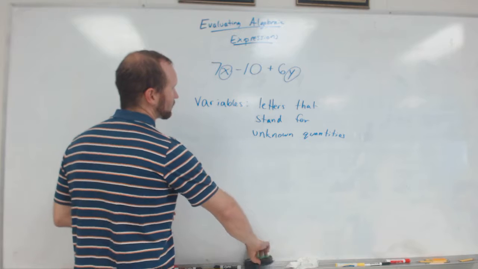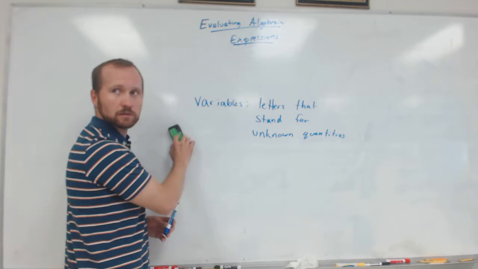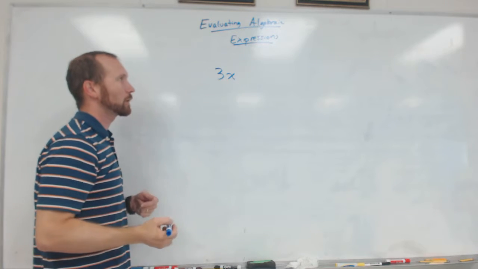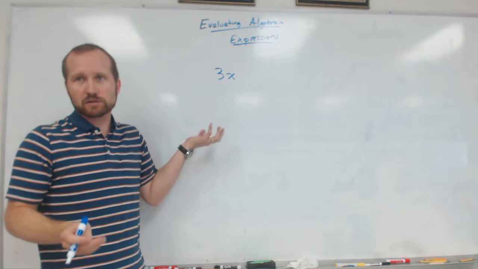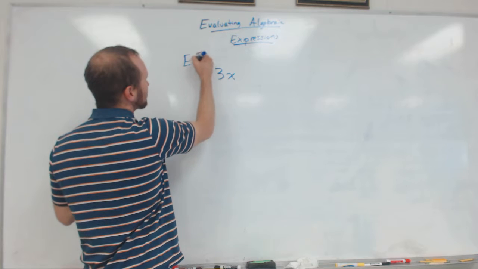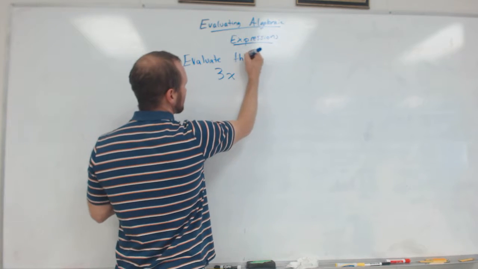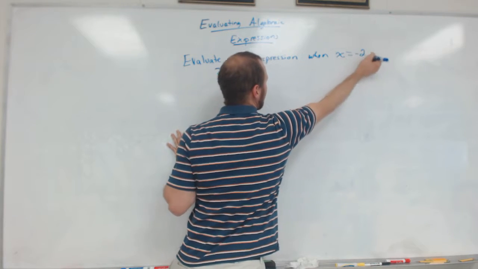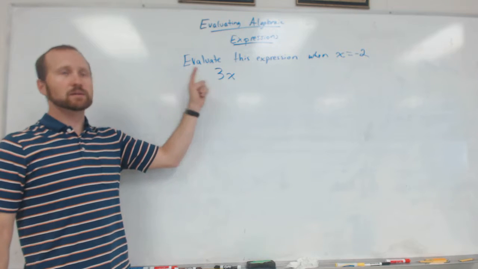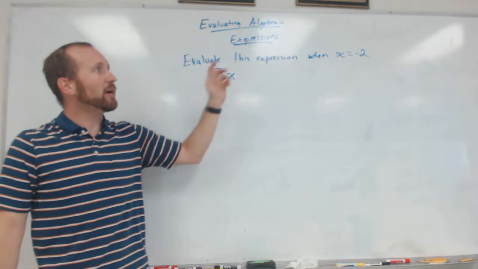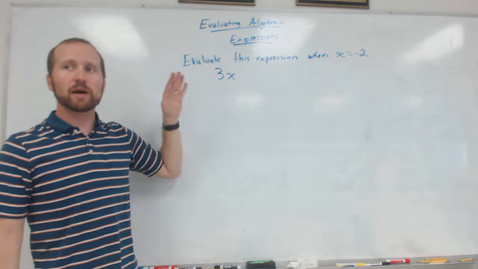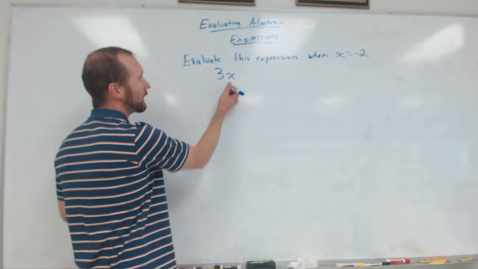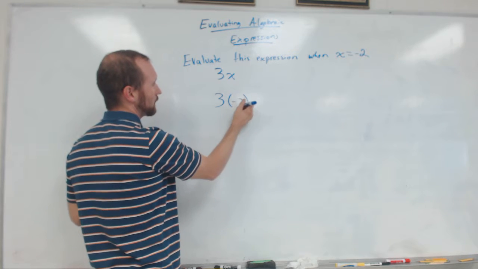Okay? So for example, if I have the expression 3x, there's nothing I can really do with that right now. It's just 3x. But if I said, evaluate this expression when x equals -2. What it's telling me is, okay, in this expression, x is an unknown. But someone found out that x is equal to -2. So what I'm going to do, I call this plugging in, right? I'm going to plug in -2 into this expression. So instead of writing x, I'm going to put parentheses -2.